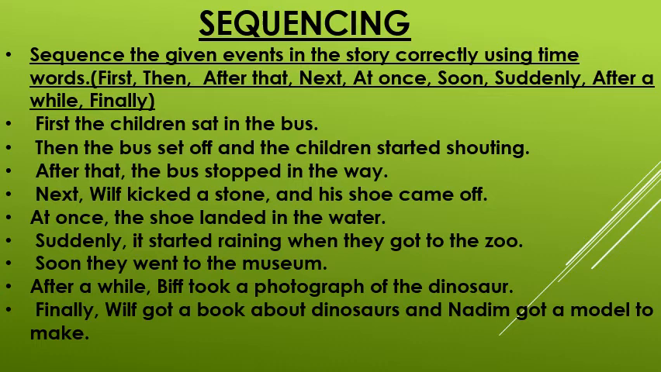Suddenly, it started raining when they got to the zoo. Soon they went to the museum. After a while, Biff took a photograph of the dinosaur. Finally, Wilf got a book about dinosaurs and Nadine got a model to make. So if your answers are correct, all the answers, then you are going to clap for yourselves. Very good.